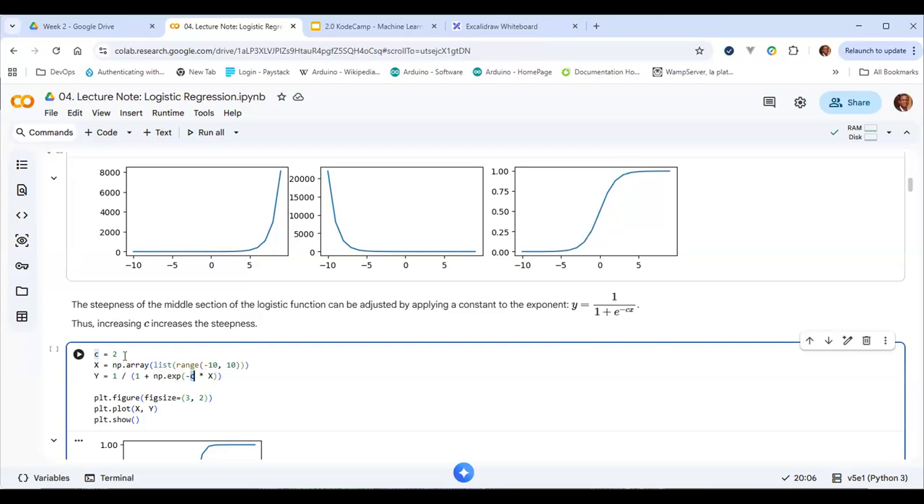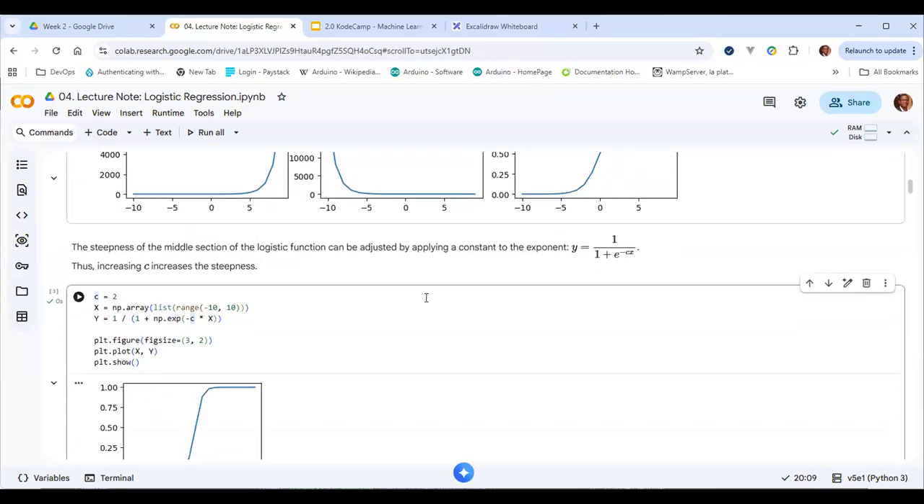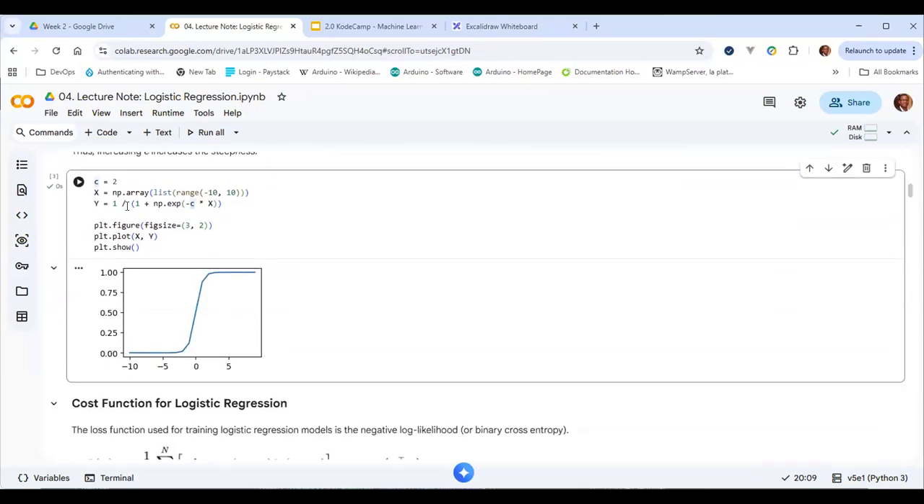That's what I was trying to demonstrate here. So if you look at this, you will see that with a value of c of 2, you can see how this becomes very steep. I can actually change this to a lower value, maybe like 0.5, and I run it again, and you see it is smoother. It's a bit gradual with a lower c, right?